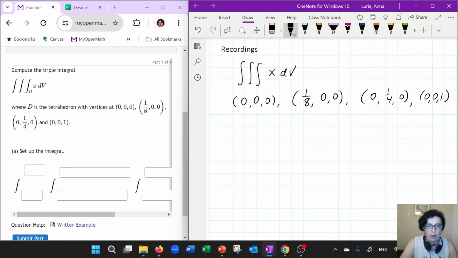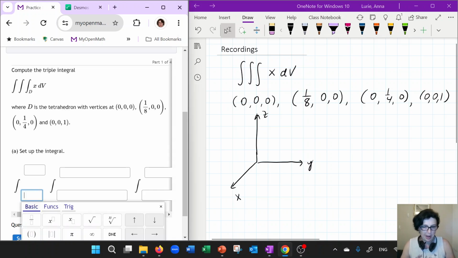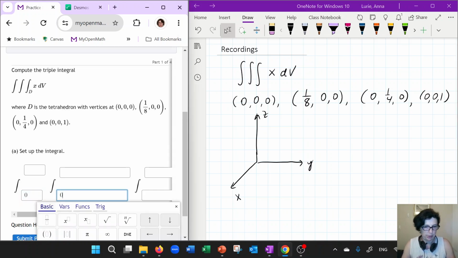First, let me show you how to set up the limits over this tetrahedron. It's actually not that difficult, but you do need to practice. One thing to remember, just to memorize: here is going to be y, here is going to be z. Okay, so the bottom limits will be zeros. That's one thing to remember.